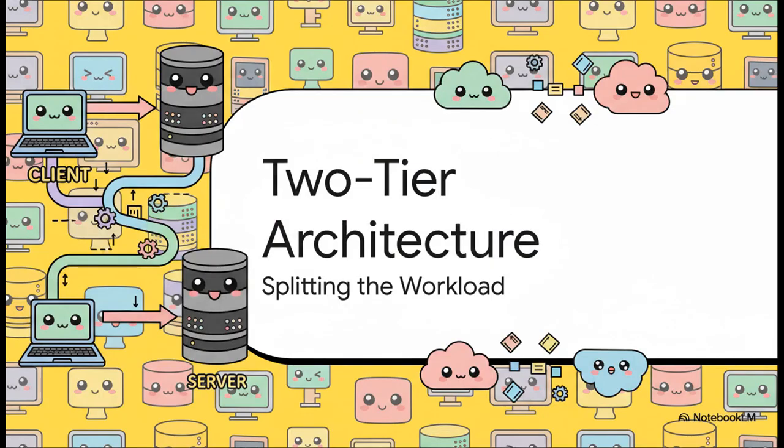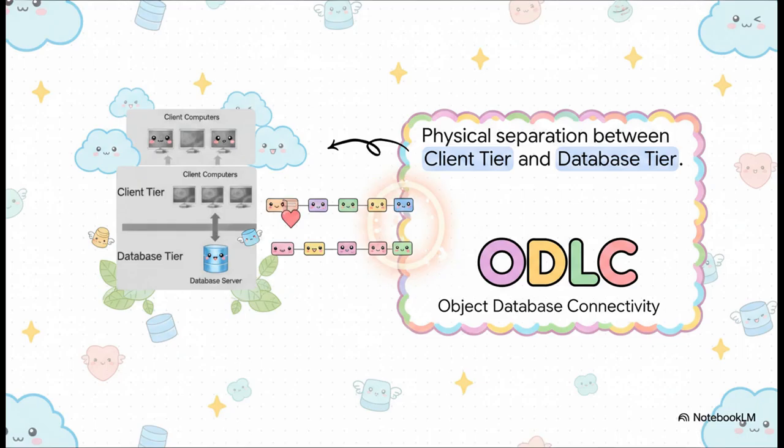Let's step it up to Section 3, two-tier architecture, splitting the workload. Now we've got a clear physical separation. In a two-tier architecture, the application program runs on the client side, while the database is stored entirely separately on a database server. To bridge this gap, they use a translation layer called ODBC, or Open Database Connectivity. This crucial little interface acts like a universal translator. It allows the user's application to reach out over a network and talk directly to the database, without needing to understand the database's native, complex language.